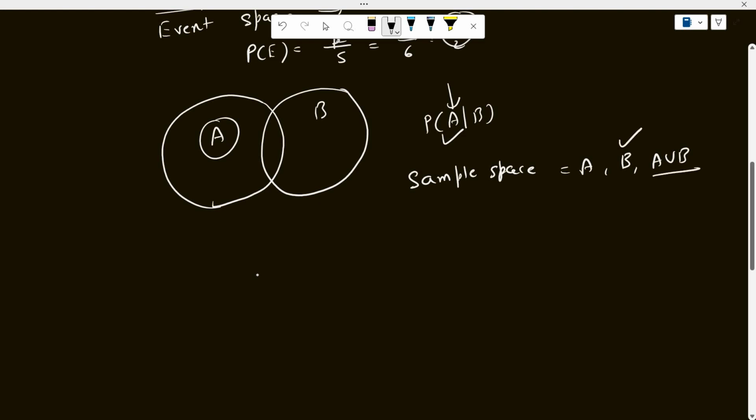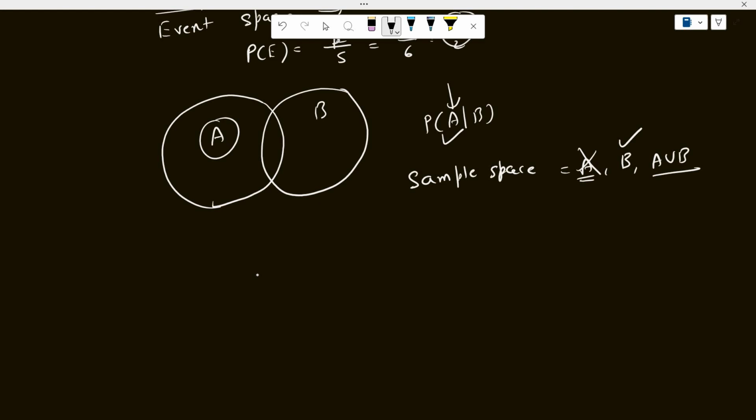Neither A union B nor A. You could have easily identified that A can never be there as a sample space. A union B, a few of you could have thought of, but it's only B which is the sample space. So the sample space will be B.